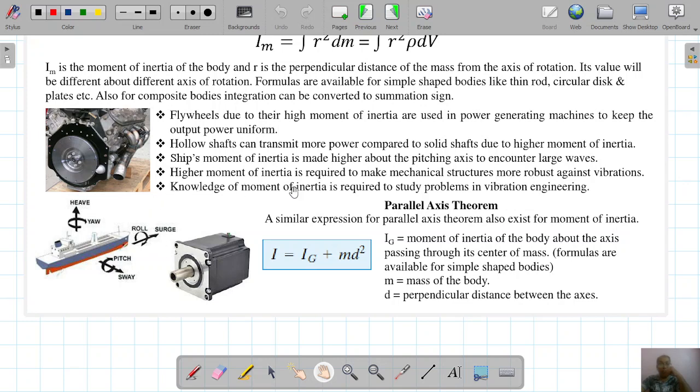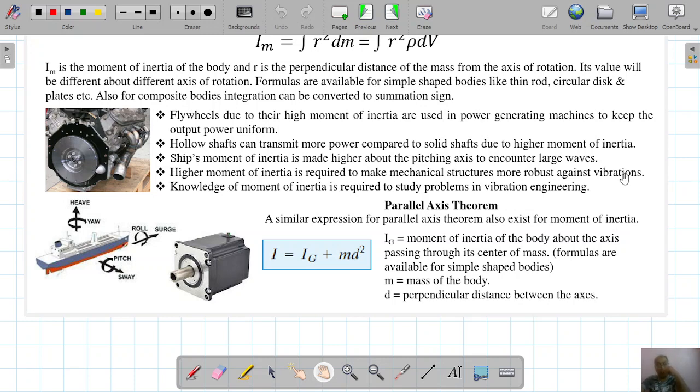Higher moment of inertia is required to make mechanical structures more robust against vibration. If you look at modern cars which are common, you have very little vibration because their engines are very accurately designed. Their moment of inertia is ideally designed so that minimum vibration is transmitted, like in Civics and Corollas, to the occupants sitting in the car.